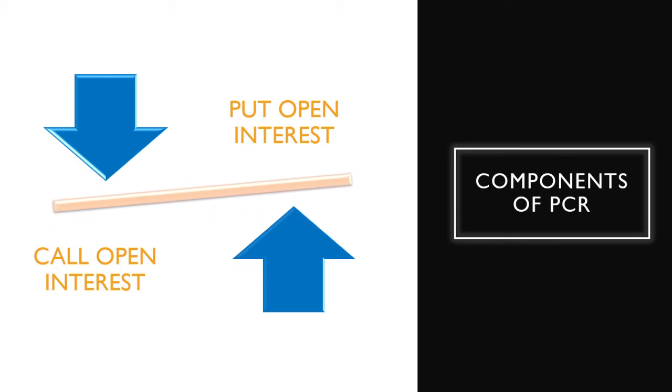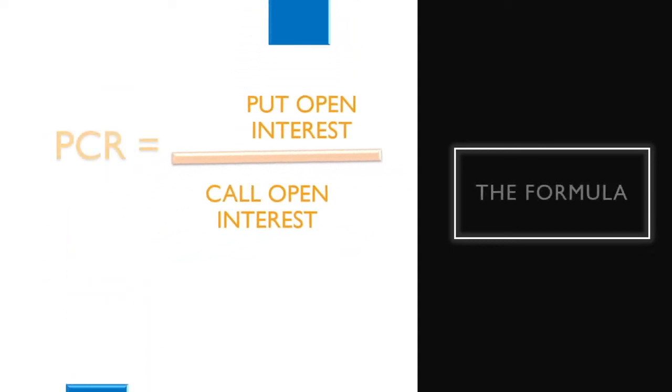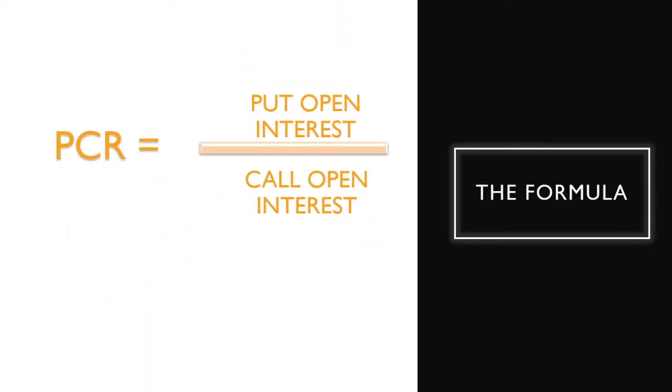Now PCR consists of two components, the put open interest and the call open interest, and the balance between these two defines the extent of the PCR. The PCR formula is very simple: the numerator is cumulative put open interest and the denominator is cumulative call open interest. Now, a put open interest increase signifies that the market is getting bullish and thus a trend continuation can happen on the upside.